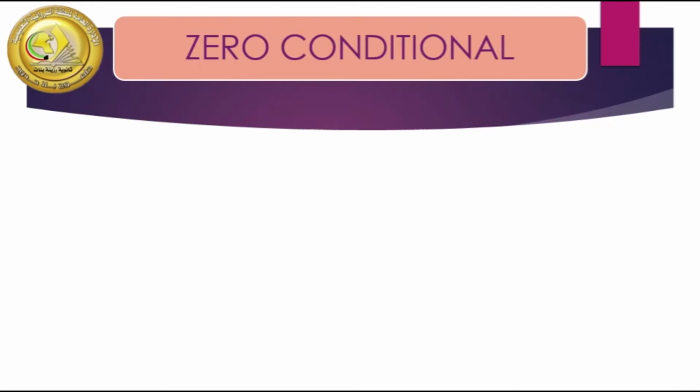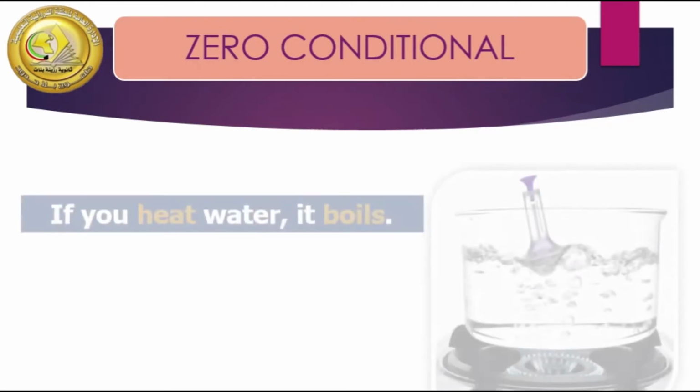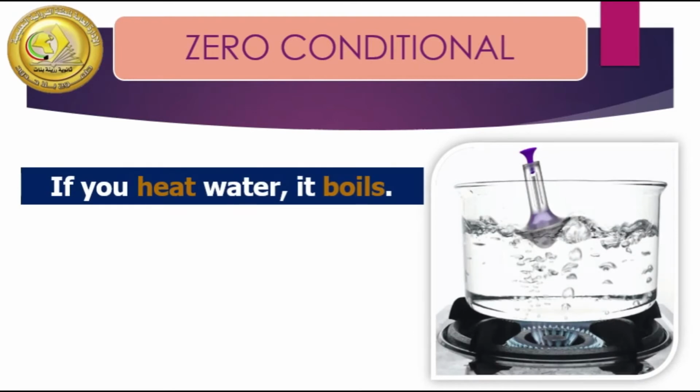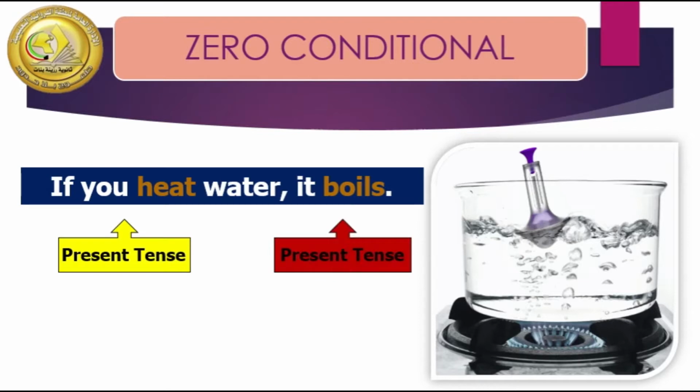The first conditional is zero conditional. For example, if you heat water, it boils. If you heat water is a verb in present tense. The second part, it boils, is also in present tense. Present tense is in both clauses: the if clause, if you heat, and the second clause, it boils.